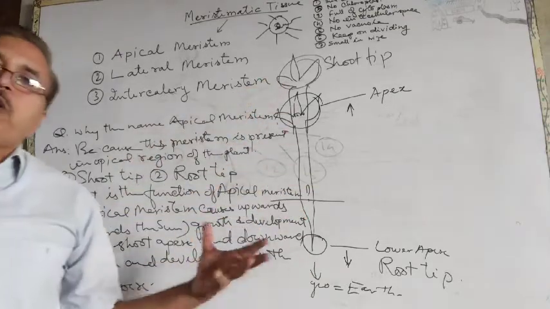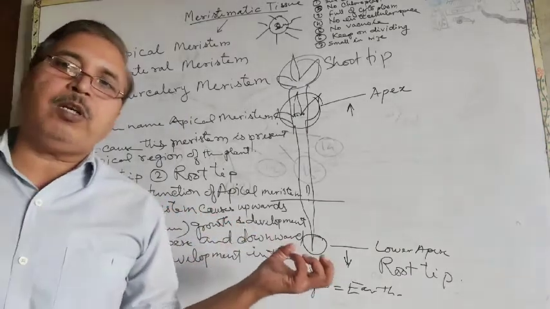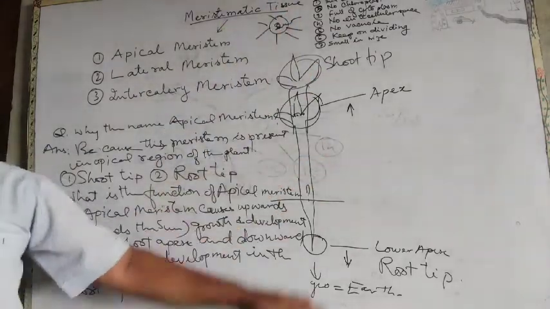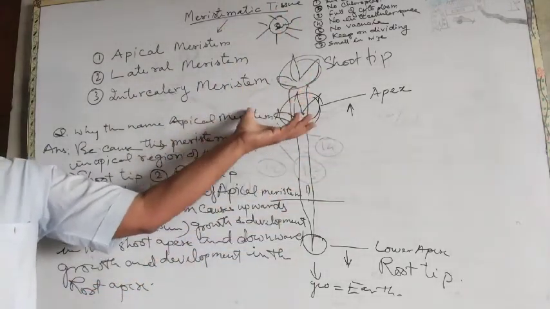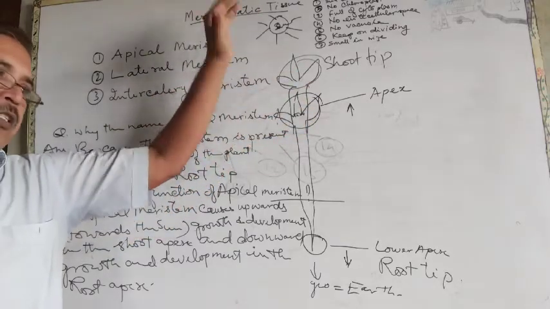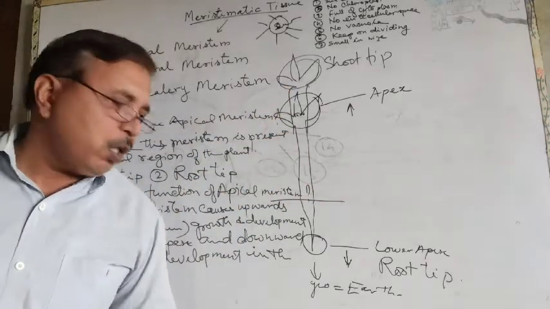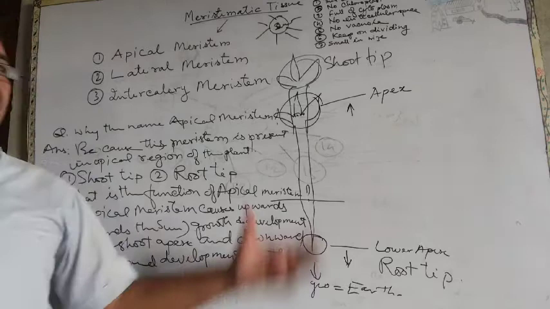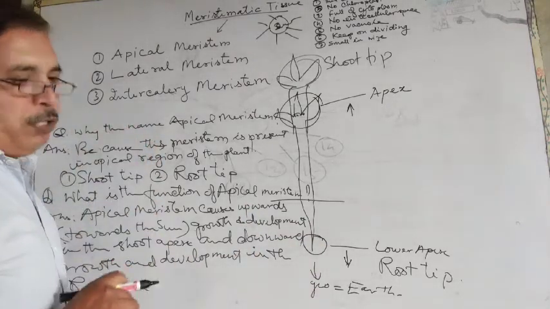If a question comes, where will you be able to locate apical meristem? You can say apical meristem is located at the shoot tip and the root tip, and it causes the growth in the shoot tip upwards towards the sun, whereas it causes the growth and development downwards in the root tip, right? This is all about the apical meristem.